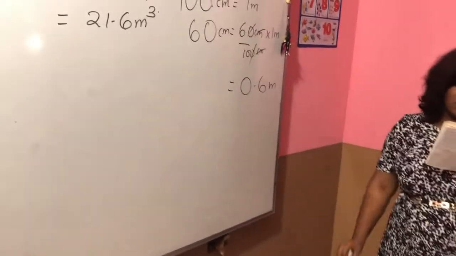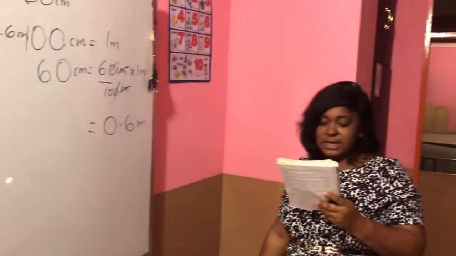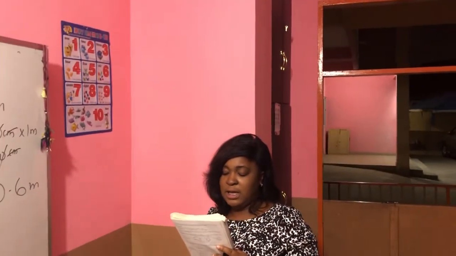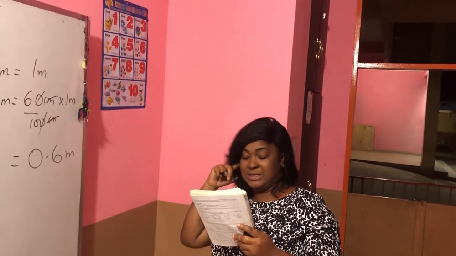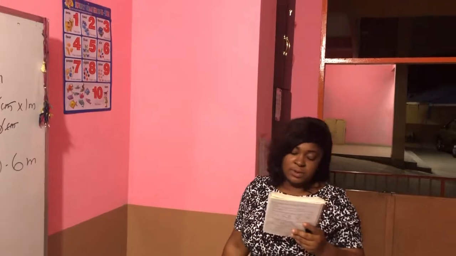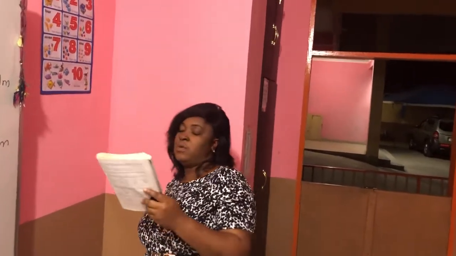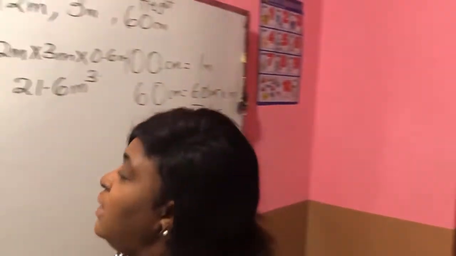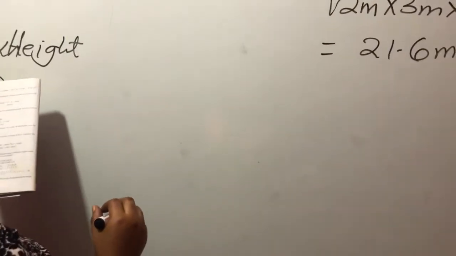A room with a rectangular floor is 4 meters high and has a volume of 30 meters cubed. Calculate the area of the floor of the room. So I take the question again. A room with a rectangular floor is 4 meters high and has a volume of 80 meters cubed. Calculate the area of the floor.